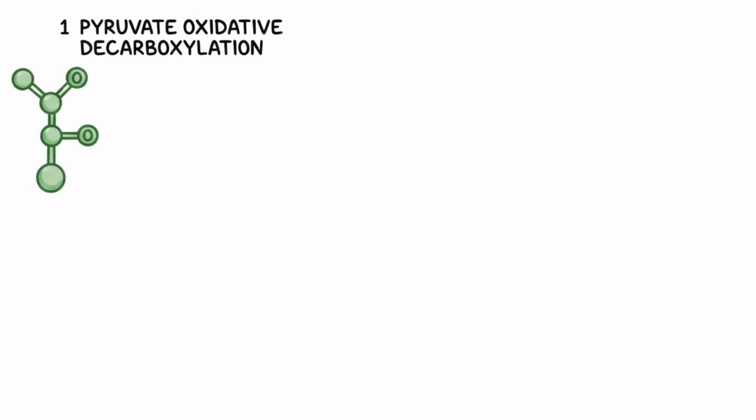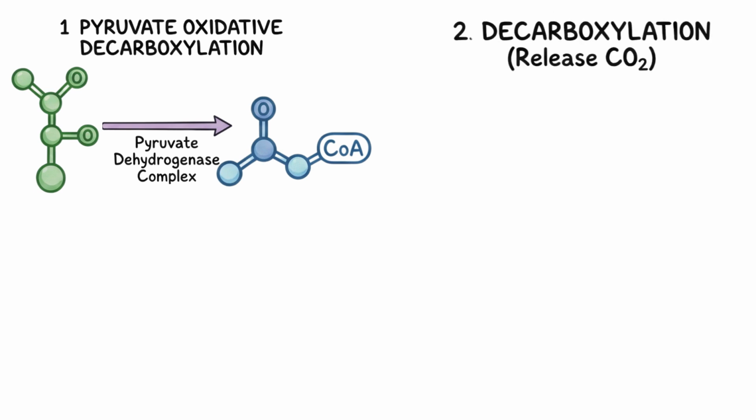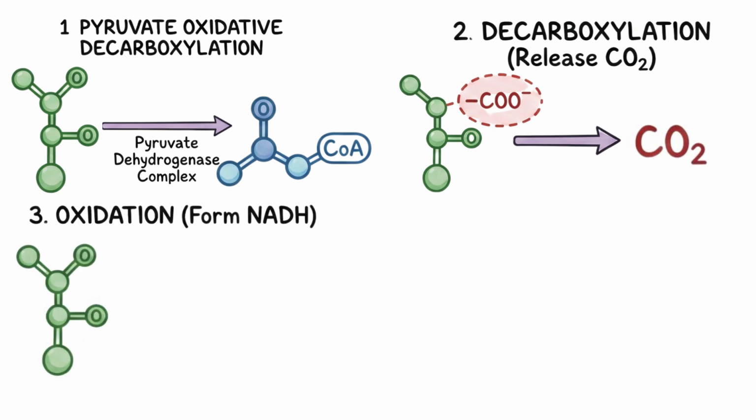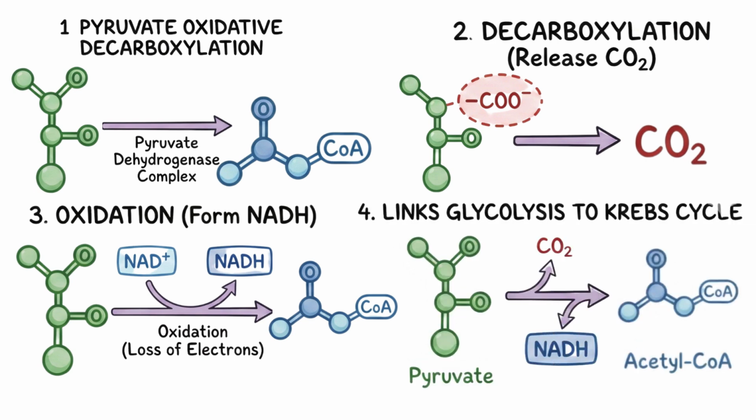Before the cycle begins, pyruvate from glycolysis is oxidatively decarboxylated to acetyl CoA by the pyruvate dehydrogenase complex. Decarboxylation means a carboxyl group is removed and released as carbon dioxide. Oxidation means the molecule loses electrons, usually with NAD+ or FAD being reduced to NADH or FADH2. So, this step releases carbon dioxide and forms NADH, linking glycolysis to the Krebs cycle.